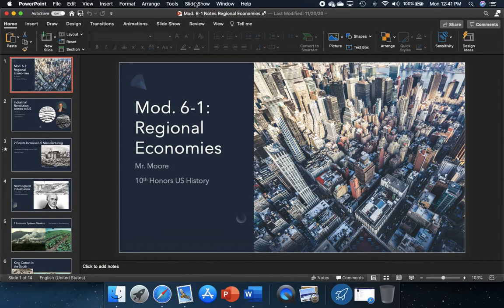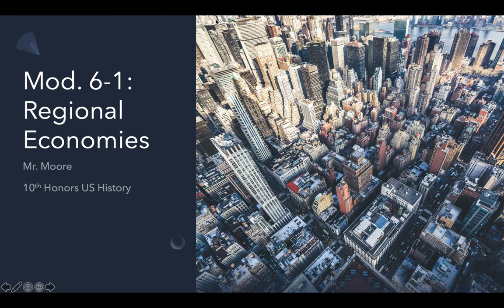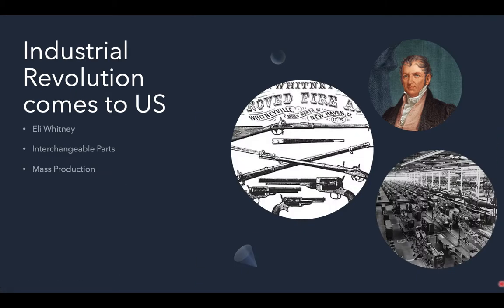Module 6, Lesson 1 is entitled Regional Economies. It has to do with some changes that we see in the early days of America, post the presidencies of Washington, Adams, and Jefferson, moving into Andrew Jackson, the Age of Jackson, which we'll see later on in this module. But for today, we'll talk a little bit about some industrial changes.